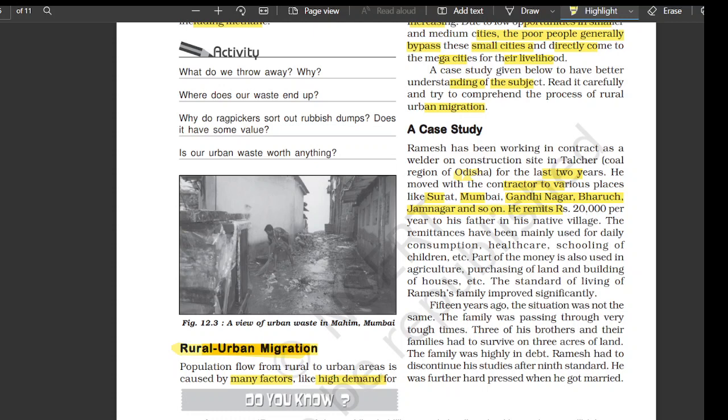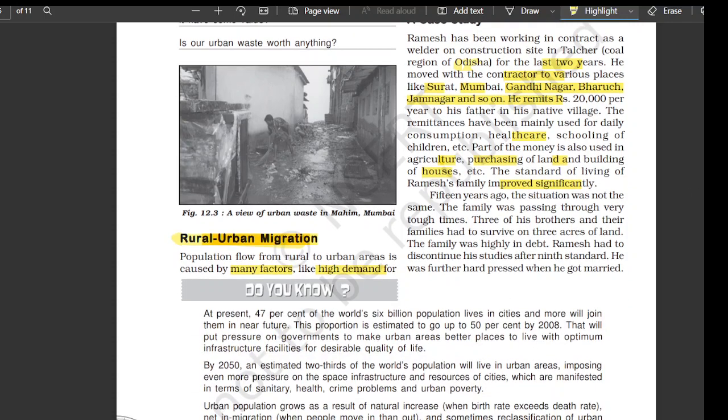The remittances have been mainly used for daily consumption, healthcare, schooling of children, etc. Part of the money is also used in agriculture, purchasing of land, and building houses, etc. The standard of living in Ramesh's family improved significantly. 15 years ago, the situation was not the same. The family was passing through very tough times.